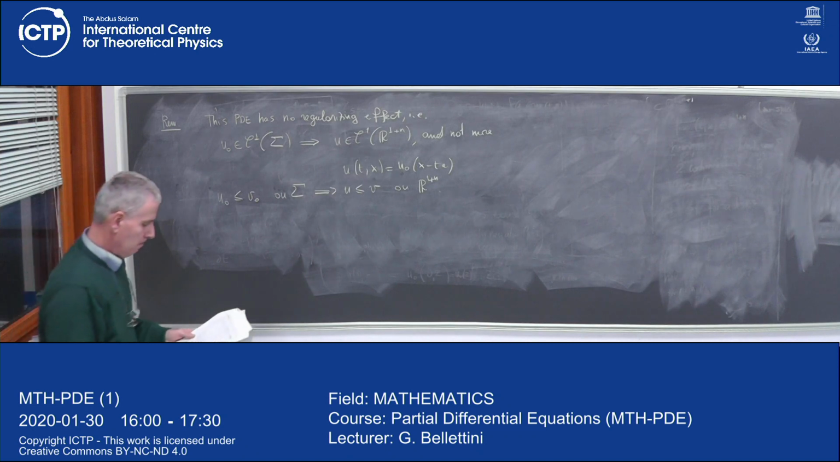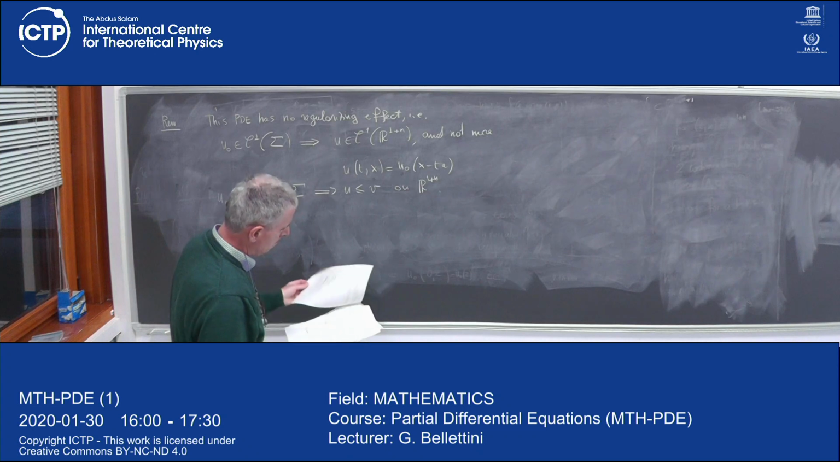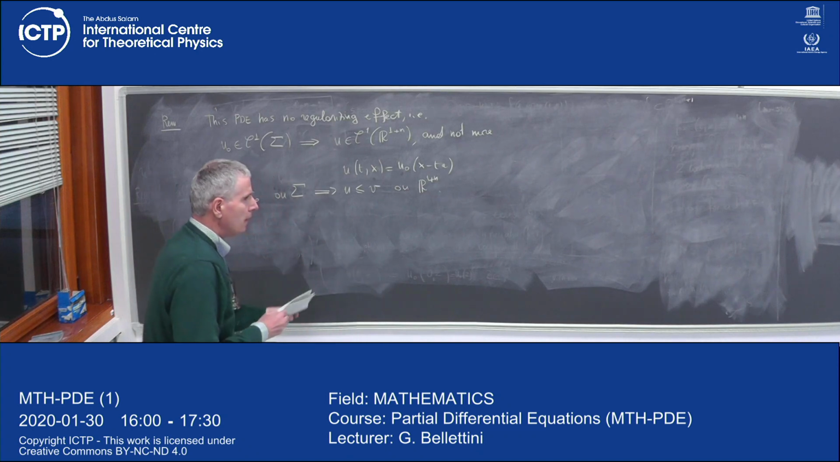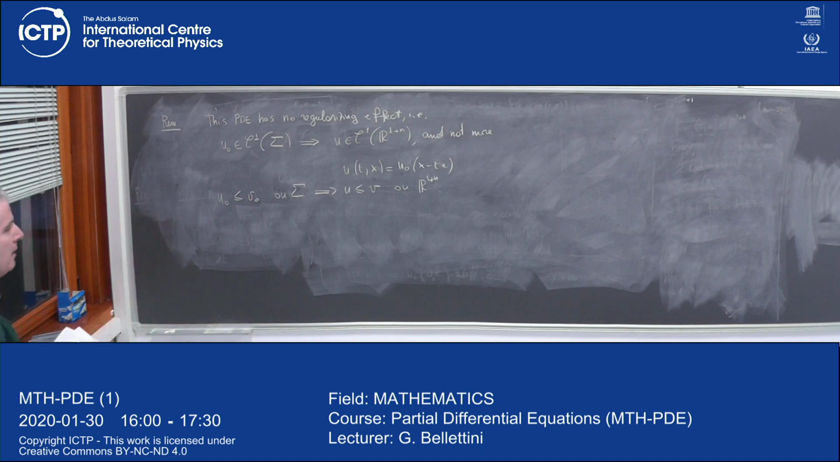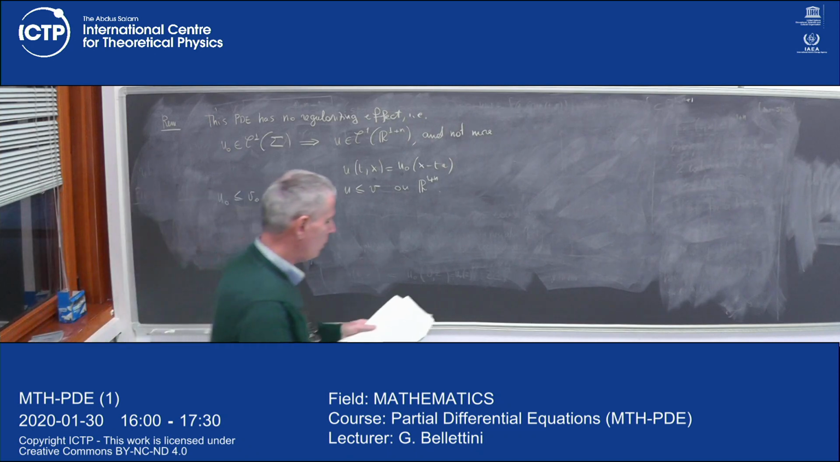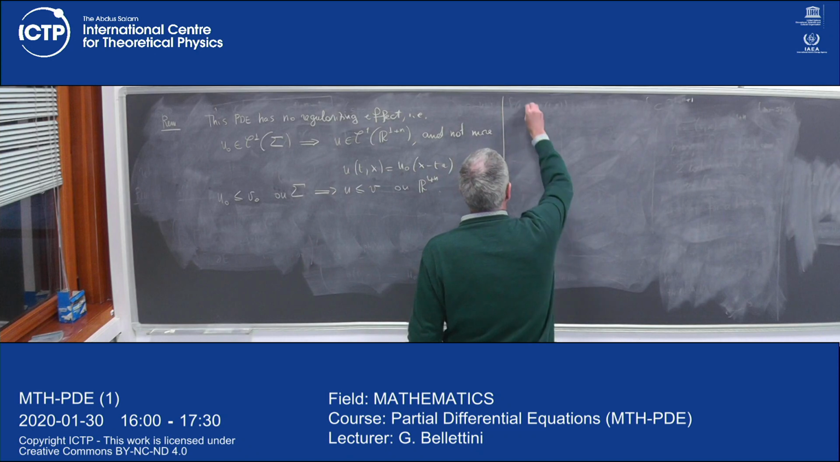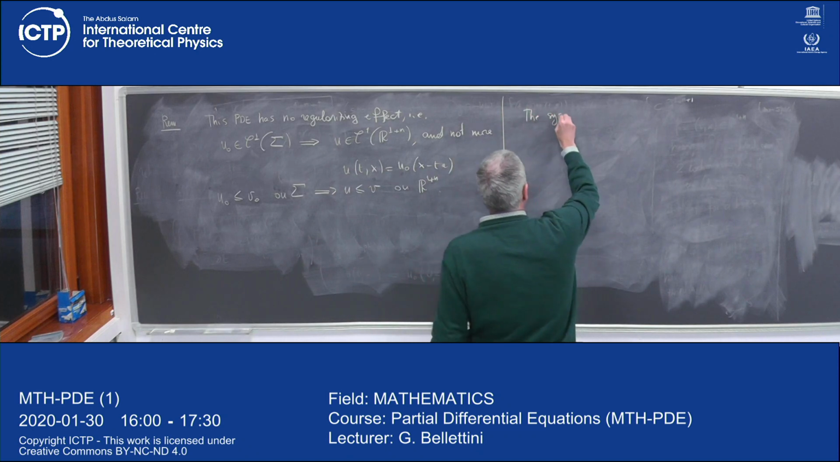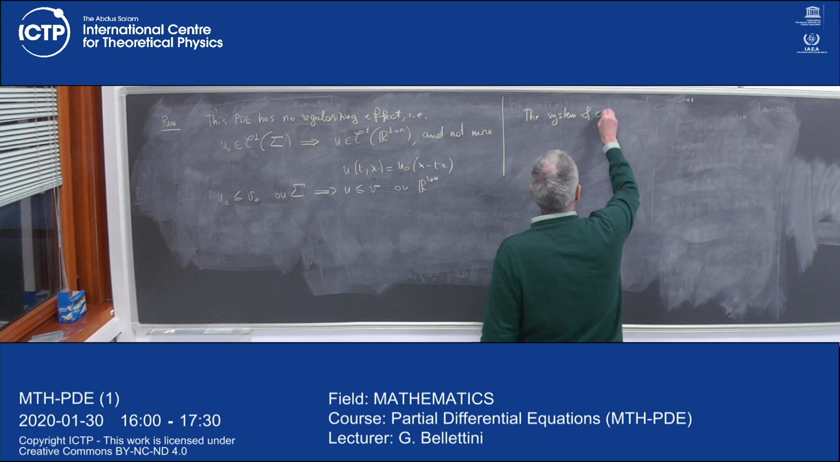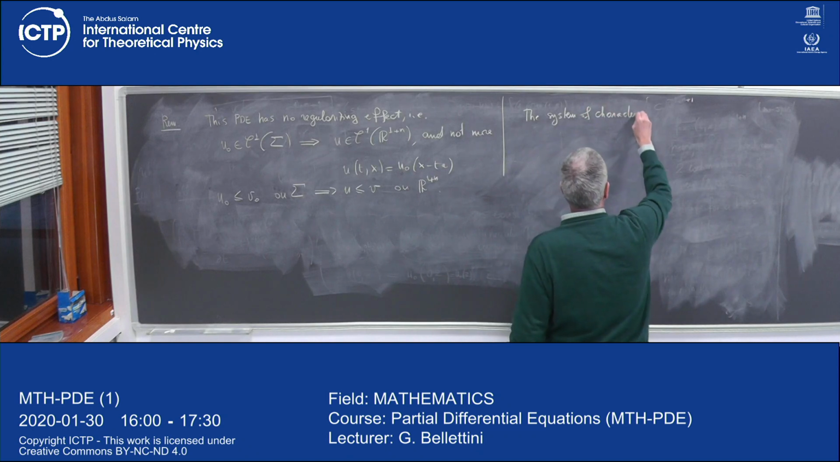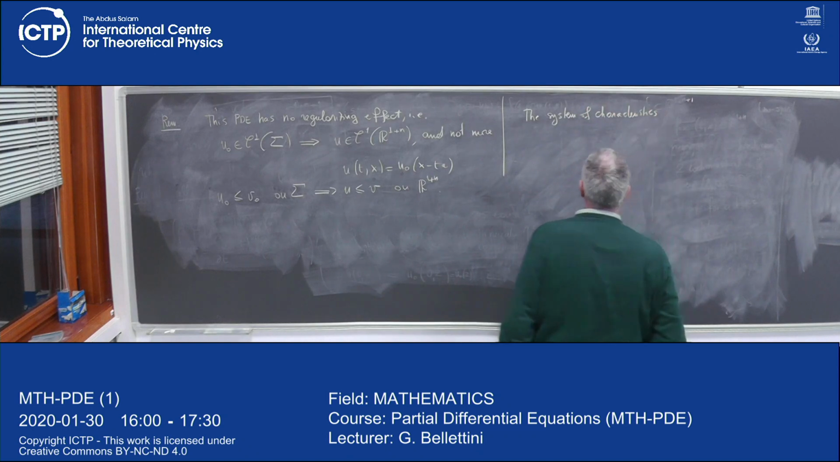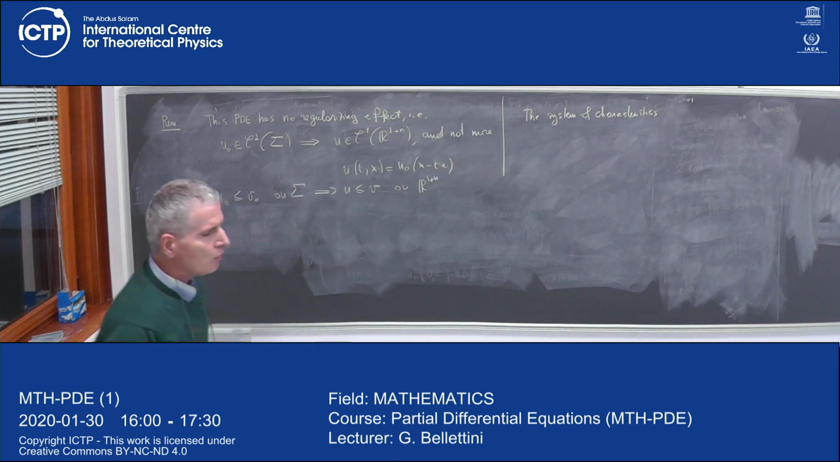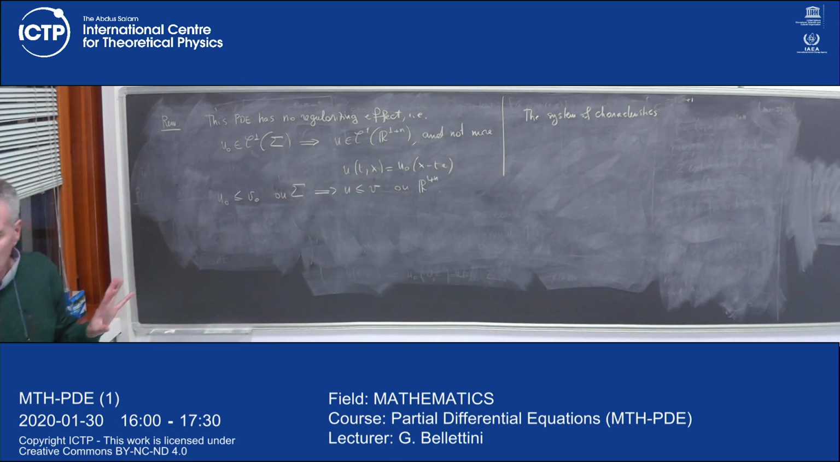Okay, now coming to something maybe more interesting than this, we can introduce the following system: the system of characteristics. Because now, of course, we started from a very simple situation, we want to understand everything in this linear, constant coefficient situation. Once we have understood this, we can go on.